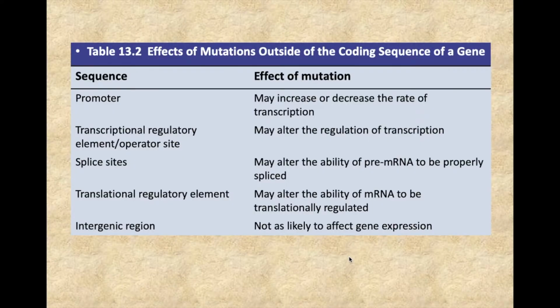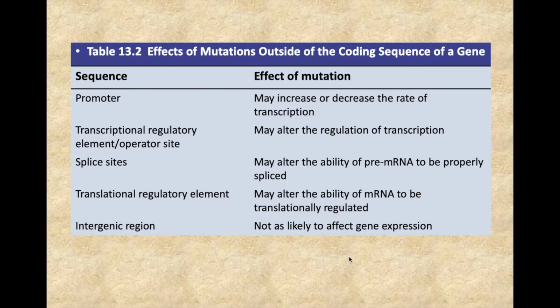So some mutations take place outside of the coding sequence of a gene. For example, mutations might happen in the promoter of a gene. And by mutating the promoter, we could either increase or decrease the rate of gene expression, and that will impact the overall phenotype of that cell. We could have mutations taking place in regulatory elements where transcription factors bind, such as operators. We haven't talked about operators yet in this class. You'll get into those in genetics.